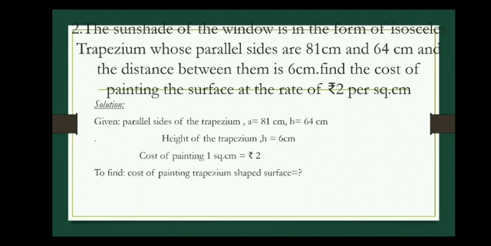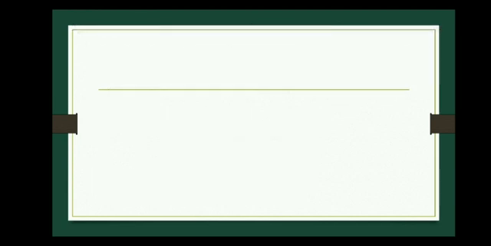So to find the cost of painting the trapezium shaped surface, we know the formula: area of a trapezium is equal to half into height into (a plus b) square units. So substitute the given values there. Half into 6 into (81 plus 64).